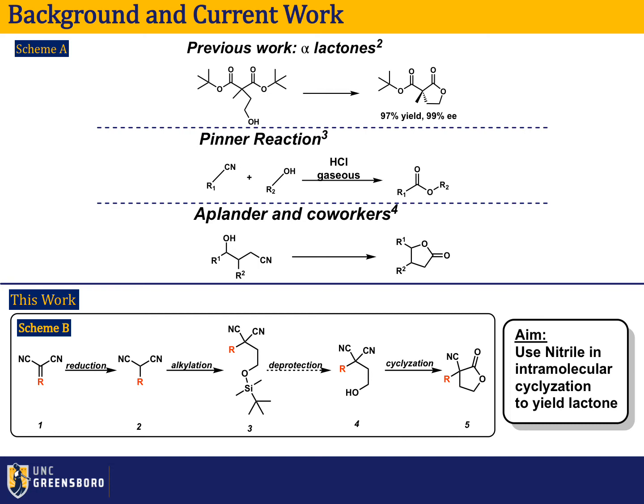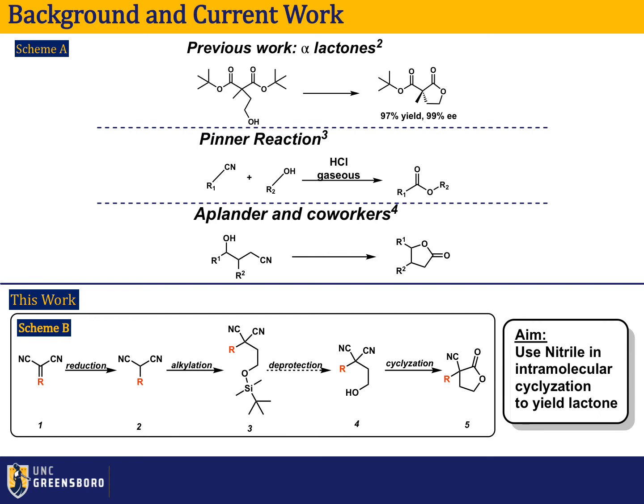starting material. The Pinner reaction in Scheme A is a well-known method of making esters from nitriles. However, it requires harsh and dangerous reaction conditions. This limits the scale and the complexity of the reaction. Additionally, this does not produce the necessary cyclical product. The work by Ablender et al. demonstrates the possibility of an intramolecular Pinner reaction. This produces the necessary cyclical lactone. However, it does not examine the selectivity.